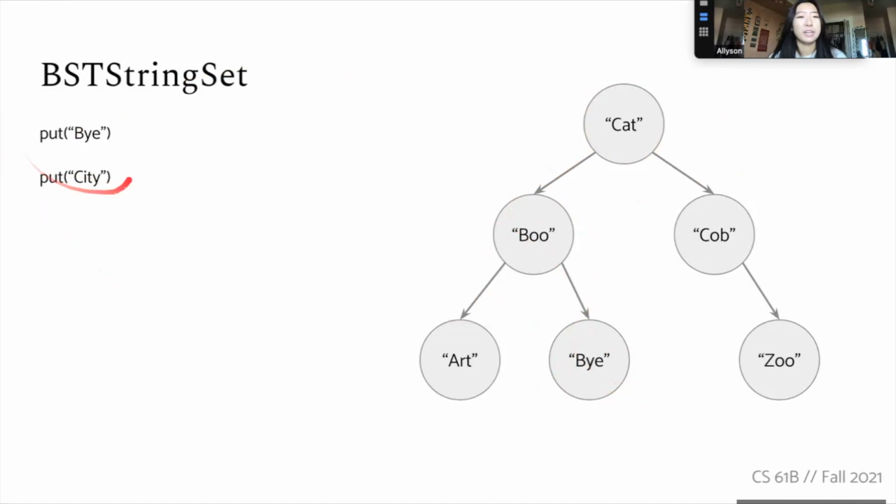What if we tried to put city? City is greater than cat, city is less than Cobb, so we go left, and there's an empty spot where we can put it. Nothing is here, and so this is where we should put city.